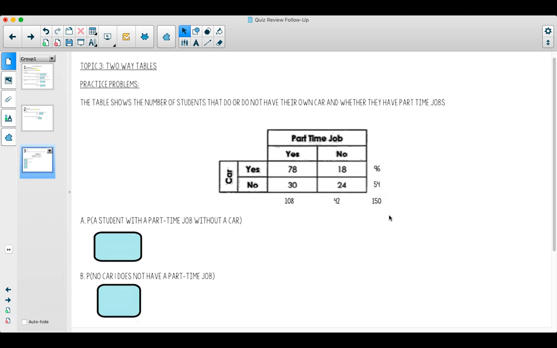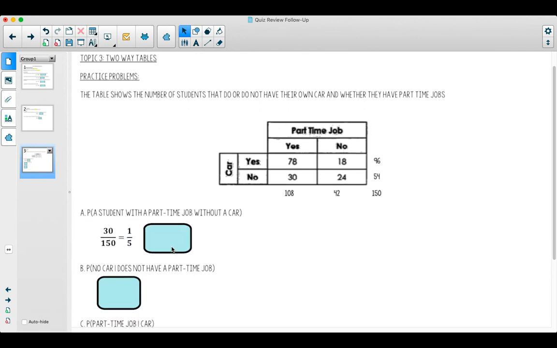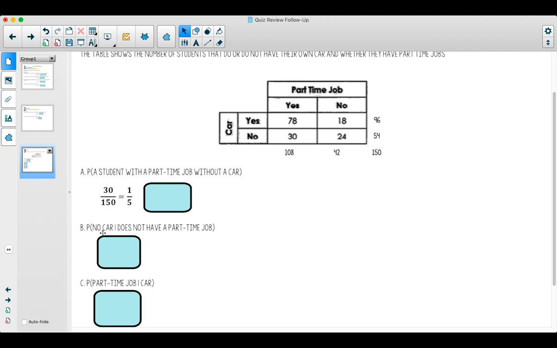So in part A, what's the probability that a student has a part-time job without a car? Here, we're not looking at that given situation that we were doing before. So it's just how many students have a part-time job without a car. So no car, part-time job, that's 30 over that entire 150. That's no given. So that reduces down to 1/5.